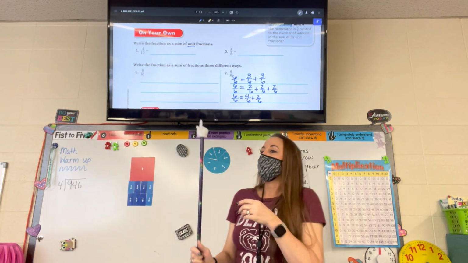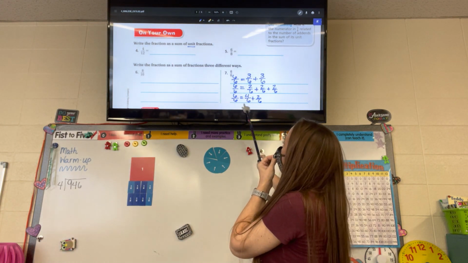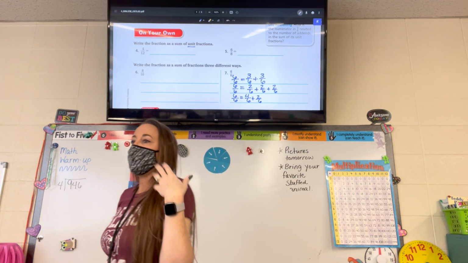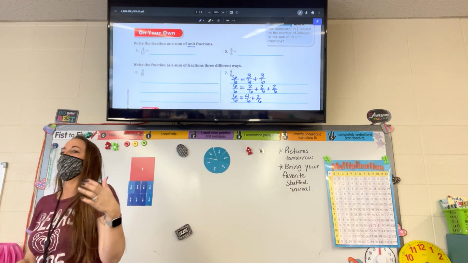The reason I'm having you not do unit fractions on this one is because I want to see that you know lots of combinations to add up to 6 besides just 1 plus 1 plus 1 plus 1 plus 1 plus 1.